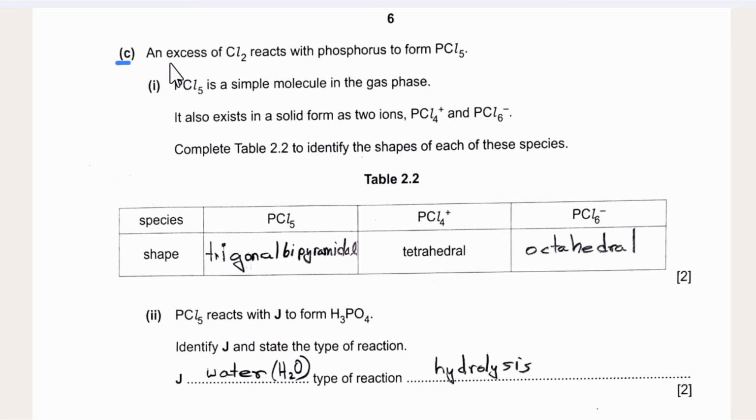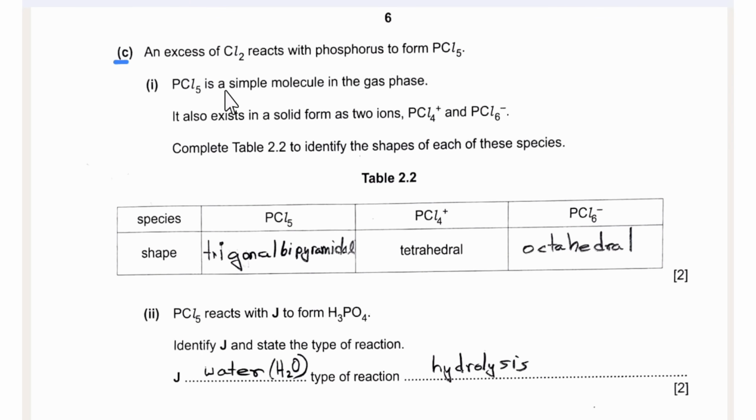Then in part C, an excess of chlorine reacts with phosphorus to form PCl5. PCl5 is a simple molecule in the gas phase. It also exists as a solid as two ions, PCl4 plus and PCl6 minus. Complete table 2.2 to identify the shape of each of these species.